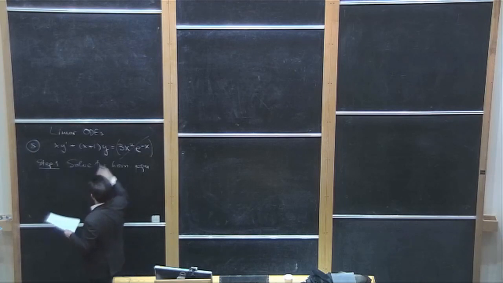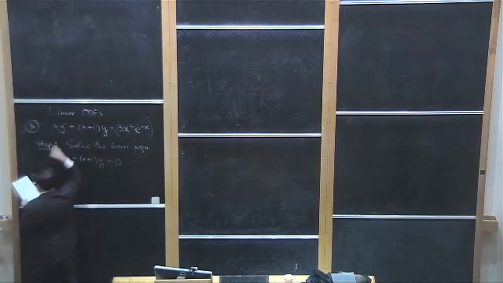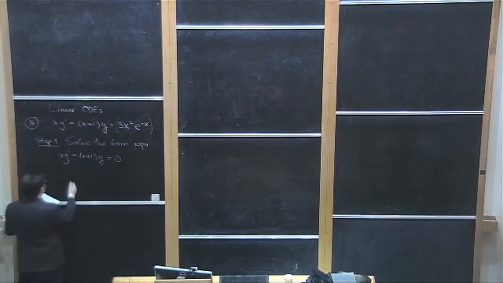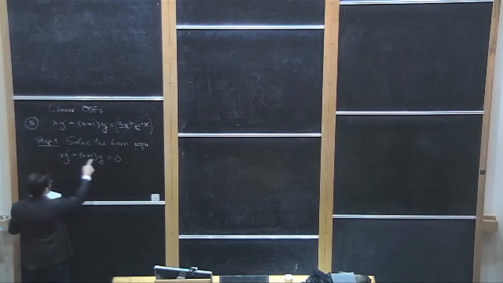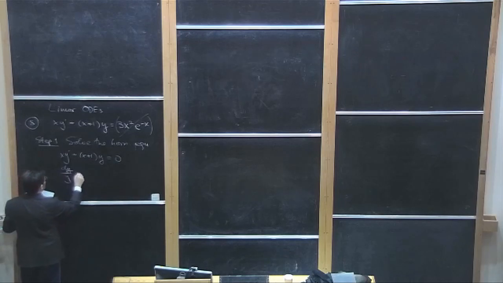So let's first solve the equation which says x y prime plus (x plus 1) y equals 0. Well, this is easy. This is a separable equation. So that's what we talked about last time. So I put this into the right-hand side. I rearrange variables, and I get dy over y equals minus (x plus 1) over x dx, and then I integrate.